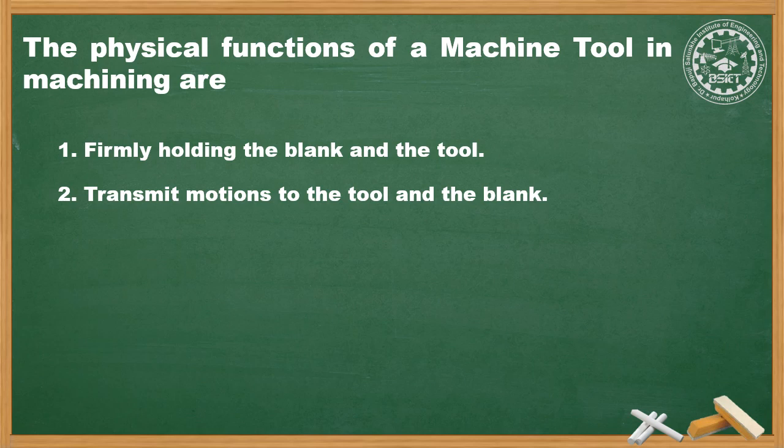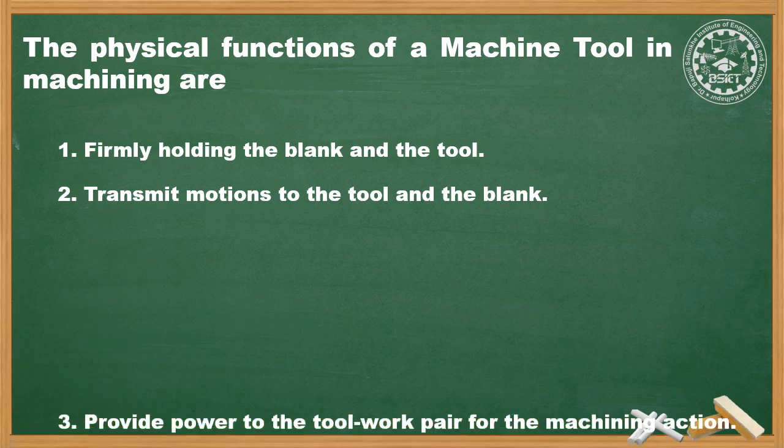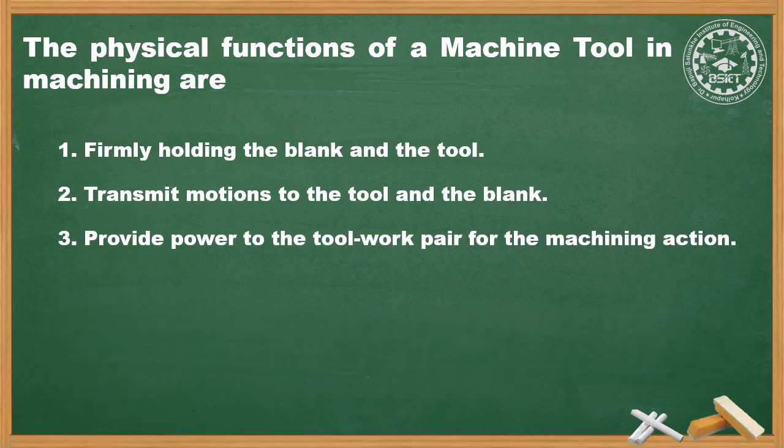For example, in the case of a drilling machine, the tool is rotating and the blank is stationary, while in the case of a lathe machine, the workpiece is rotating and the tool is stationary or moving in the x direction or y direction. Number 3, provide power to the tool-work pair for machining action.